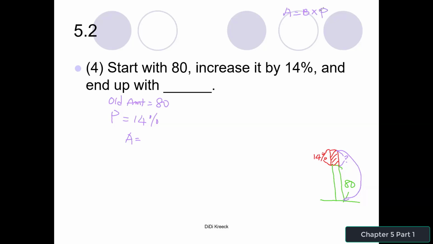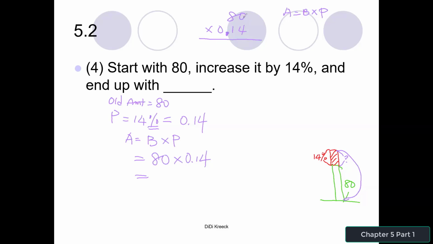Okay, and before we compute, we need to convert the percent into a decimal. To convert 14% into a decimal, we divide by 100, so moving the decimal point 2 places to the left: 0.14. Amount equals base times percent, and the base is 80 times the percent, which is 0.14. Okay, so we can multiply this out. 0.14 times 80.